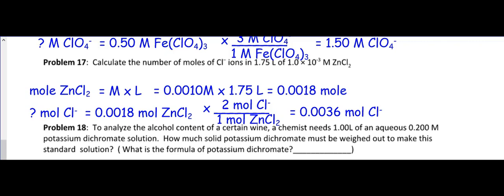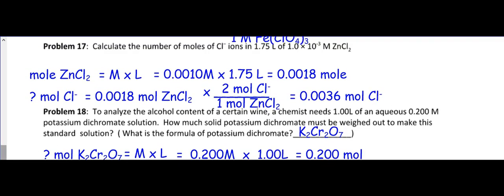So in order to find grams, we need to know the formula of potassium dichromate. So what is it? Did you get this? I sure hope so. So now what? Can we find the rest of the story? Why don't you pause this and work out the whole problem and see what you get. All right, so I need moles. Let's see, I have liters, I have molarity, so can I find moles? Yes, I can. There, I got moles.